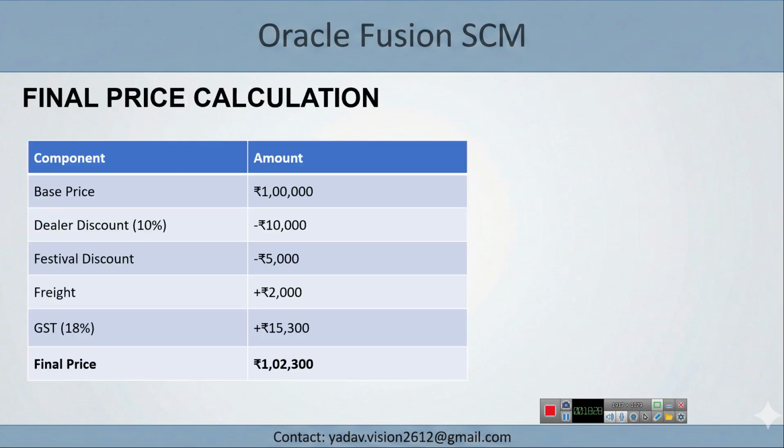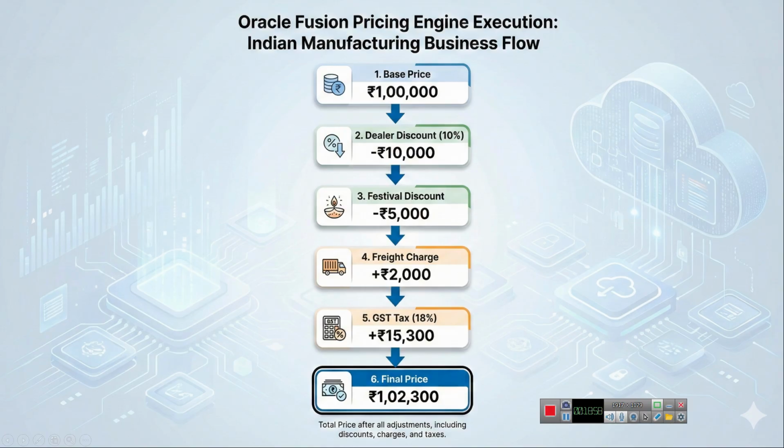So this is how the final price calculation is going to be. I'm taking the base price as 1 lakh rupees, and I'm giving a dealer discount of 10,000 rupees, which is 10%. A festival discount of 5,000 is applied, and freight charges of 2,000. On top of that, I'm applying 18%. Then my final price comes to 1 lakh 2,300 rupees. This is how it's going to look, and this is what is taken care of by Oracle Pricing.